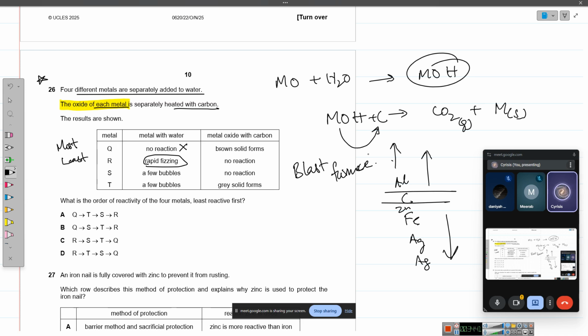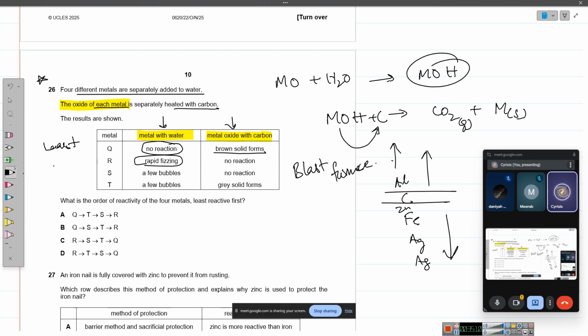So metal oxide, sorry, my bad, I did not read the question properly here, right? Okay, sorry. Again, my bad. This is metal with water and metal oxide with carbon. Sorry, my bad. Right? It does not react with this, and brown solid forms. That is one thing. I think this is somewhere around iron. No reaction with water, least reactive. Sorry, my apologies again. I did not read these. Okay. Or rapid fizzing.